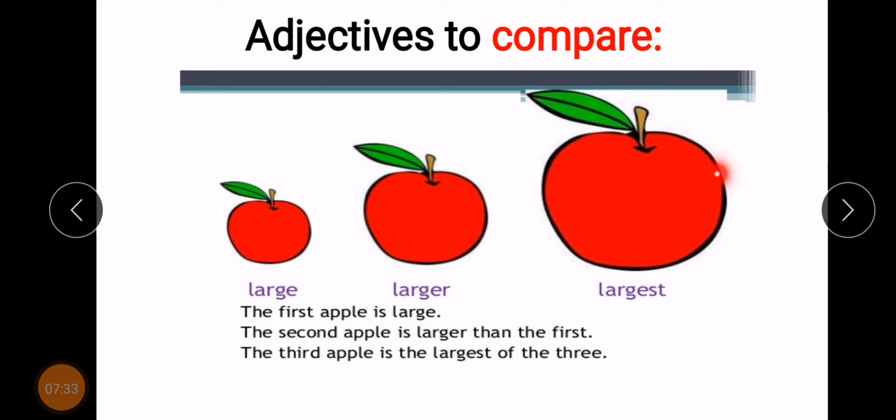Now here I'm going to talk about the biggest one or the largest one. I'm going to compare this one with all the other apples. So I'm going to talk about 3 apples. So here, if I'm going to talk about the 3 nouns, what I will do, I will add est to the adjective and I will add the word the just before the adjective. The third apple is the largest of the 3. I said the largest.